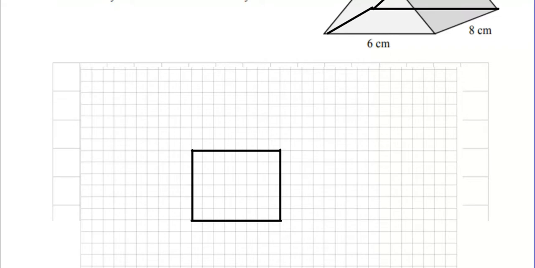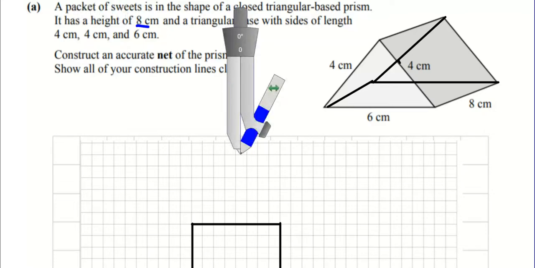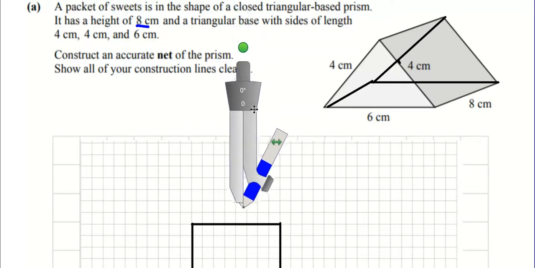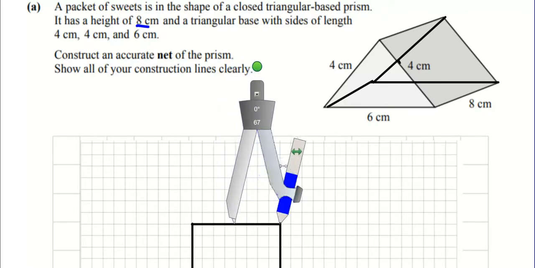Now, great thing about, no, that won't work actually. So next thing I have to do is construct a triangle with sides 4, 4 and 6, with lengths of 4 blocks. So I'm going to get my compass out like so. I'm going to measure 4 blocks. So I'm going to go here, and here is roughly 4 blocks.